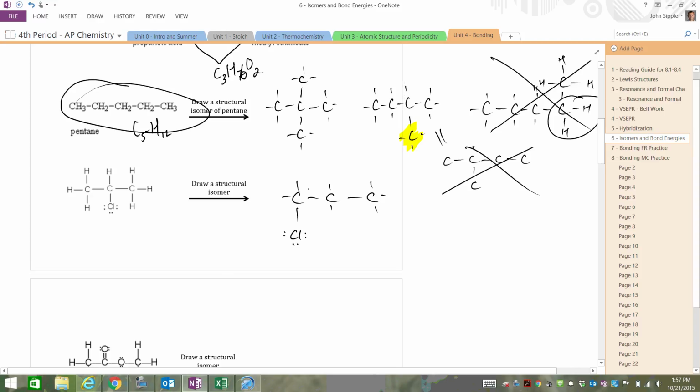Right? All I do is move that chlorine to that carbon. Okay, that works. Now, what if I move that chlorine to the other carbon? It's the same thing. It's equivalent. It's the same structure. It's not a new isomer. That makes sense? Okay, because it's just a mirror image of it. It's an equivalent structure. There's really only one other isomer there.